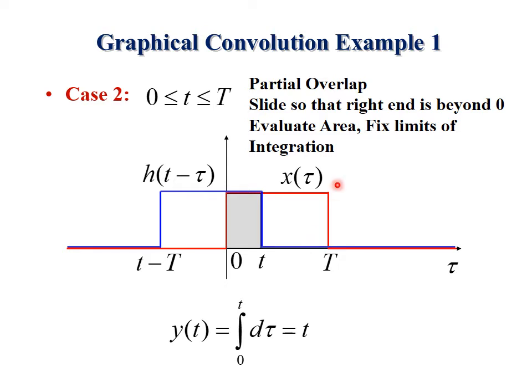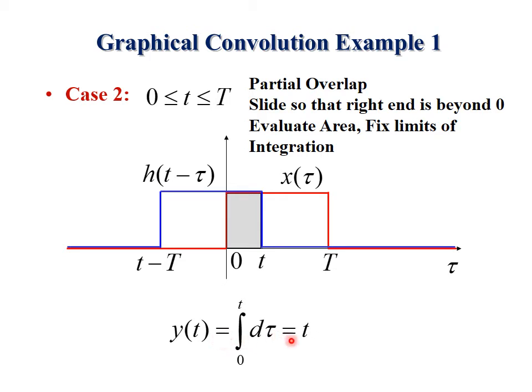This is called the region of partial overlap, because part of the impulse signal is now lying within x of tau. Now we need to evaluate this area and fix the limits of integration. The area is this region between 0 to t, as given in the integration. So y of t is going to be the integral from 0 to t. Since the value is assumed to be 1, it is going to be 1 into d tau, which is equal to t.